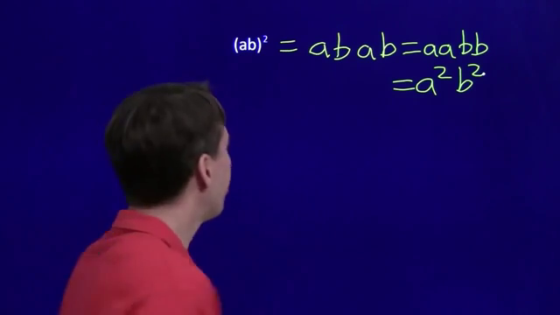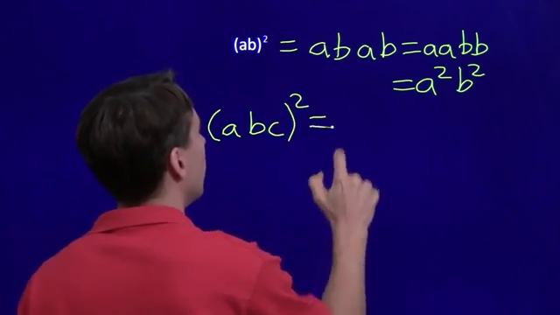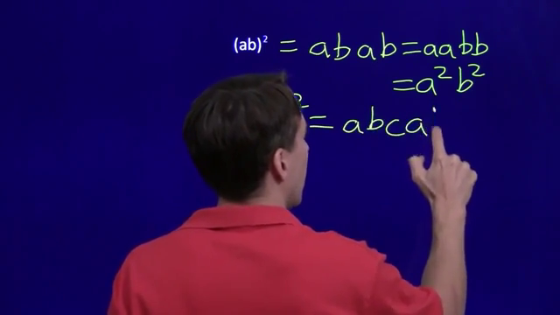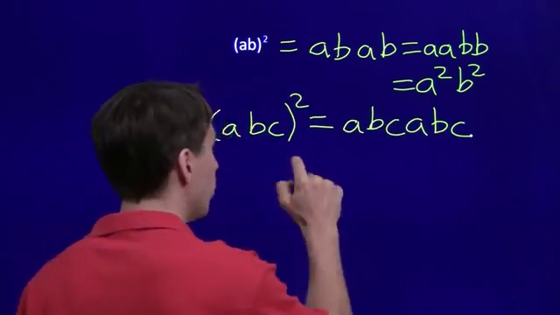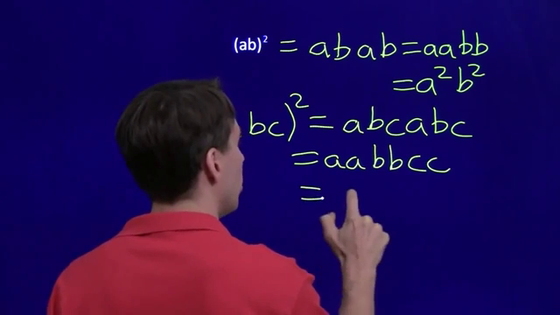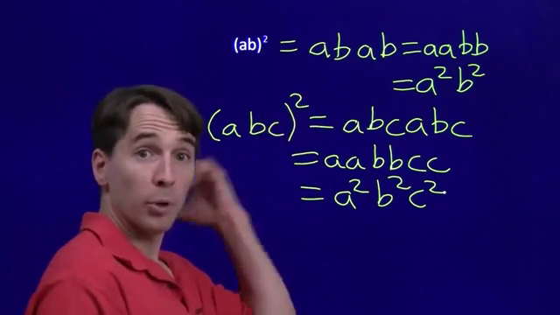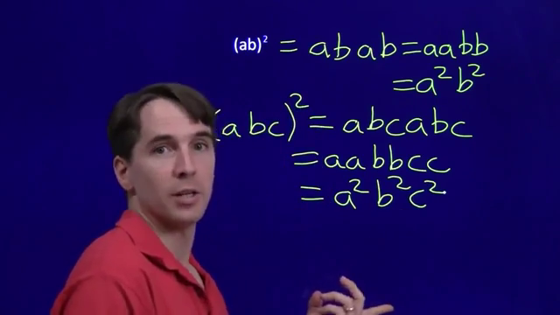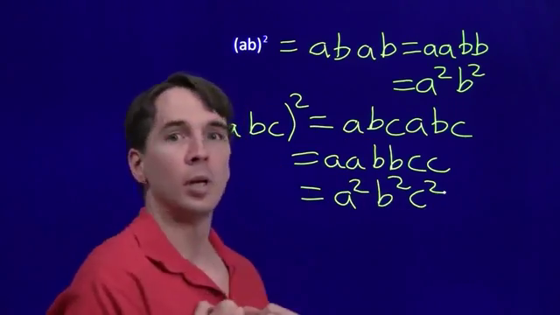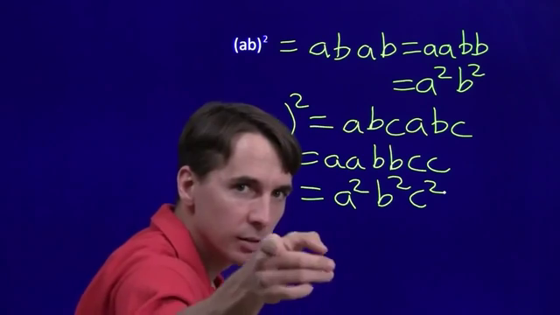Now, what about longer products? What if we have a product of three things? We start with a times b times c, squared. Well, once again, to square, we just multiply by itself. abc times abc. We can reorder this, group the a's, group the b's, group the c's. aa, bb, cc. And sure enough, we get a squared times b squared times c squared. So we take the square of a product of three numbers, and get a product of three squares. Now, of course, we can go on with 4 or 5 or 6. You take a product of 6 numbers and square that, you'll get a product of 6 squares at the end. But wait, there's more.